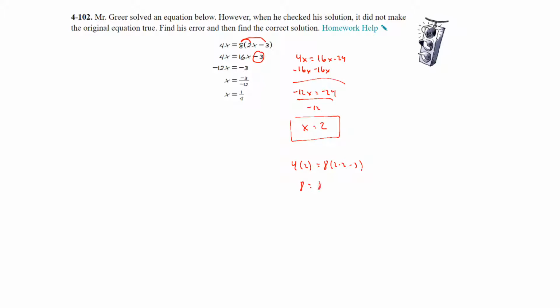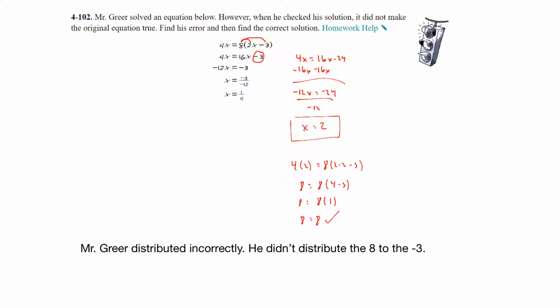8 is equal to 8 times 2 times 2 is 4. 4 minus 3 is 1. So 8 times 1 is 8. So 8 is equal to 8. So our check does work. So at the end there, I just added Mr. Greer distributed incorrectly. He didn't distribute the 8 to the negative 3 to get the negative 24.